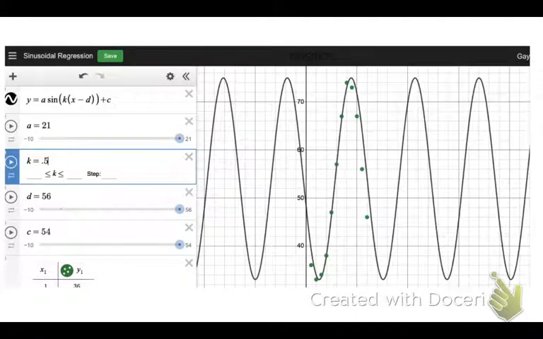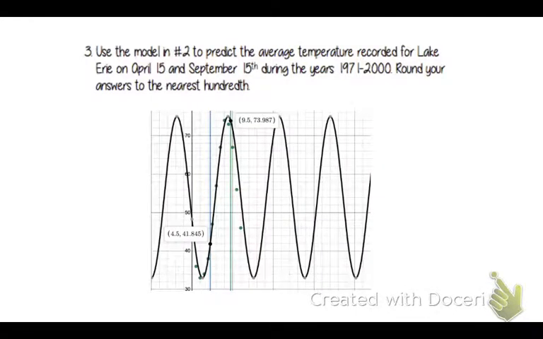So the next question asked us to use that model to predict the average temperature at Lake Erie on April 15th and September 15th. So if you remember from the problem, they recorded on the first of every month, which means I want the 15th, which is approximately half. So I just went into Desmos and asked Desmos to graph x equals 4.5 and x equals 9.5. And then I was able to find those intersection points to give me an approximate temperature, because again, the output is the temperature.